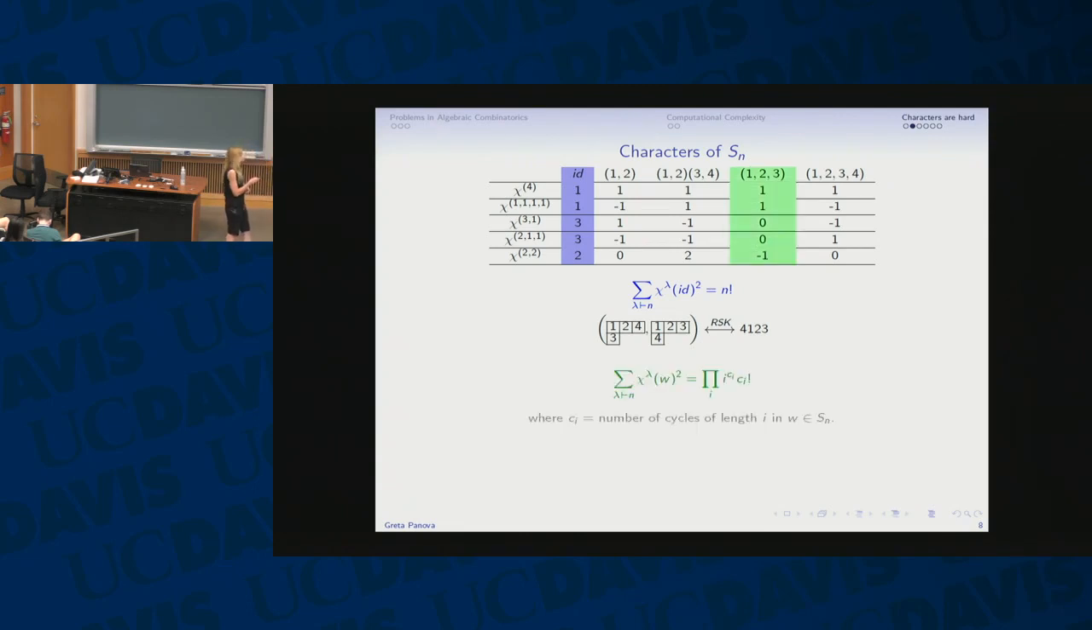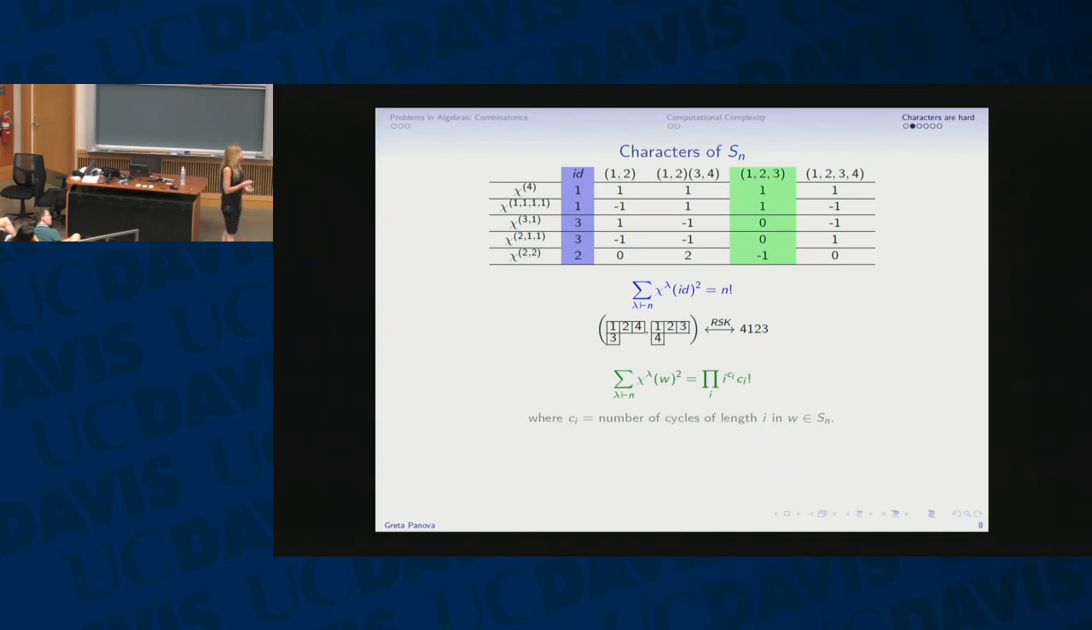And so what about another column of this character table? So let's take this one. Again, the character squared evaluated at this conjugacy class, or this permutation, is equal to this product. It depends on the cycle structure of the permutation, but it's something very explicit. So does this have a combinatorial meaning?